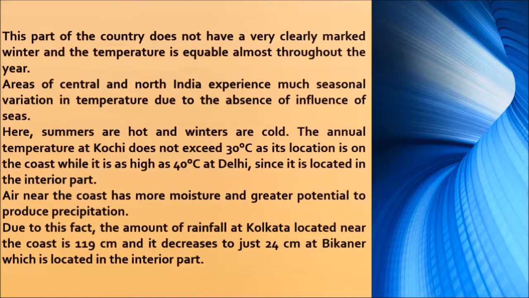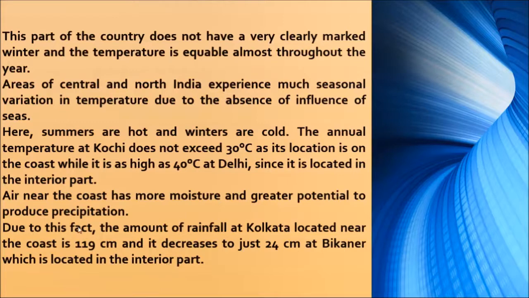Air near the coast has more moisture and greater potential to produce precipitation. Due to this fact, the amount of rainfall at Kolkata, located near the coast, is 119 centimeters, and it decreases to just 24 centimeters at Bikaner, which is located in the interior part.